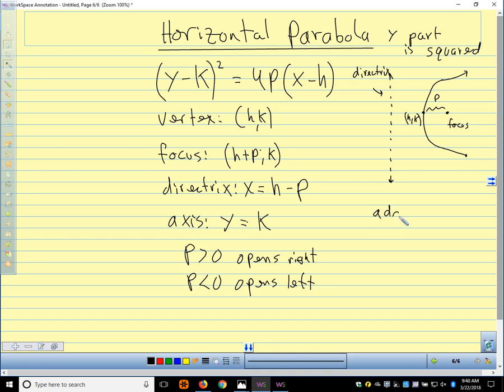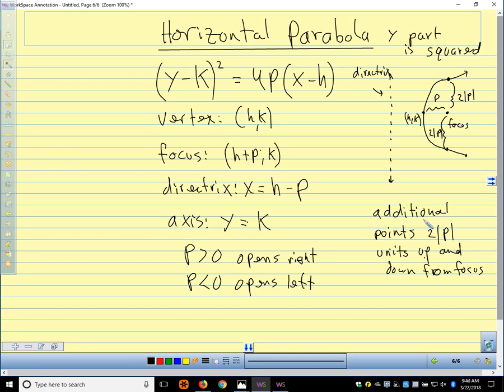And this time we get additional points. Two times the absolute value of p units, up and down from the focus. So we go up, we get a point here, go down, we get a point there. And that distance is 2 absolute value p. So right at the focus, our parabola is open 4p units wide. All right, questions?